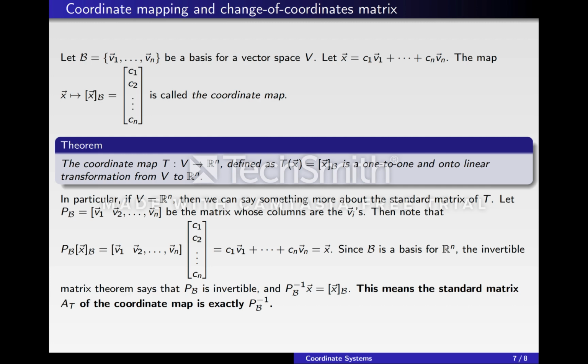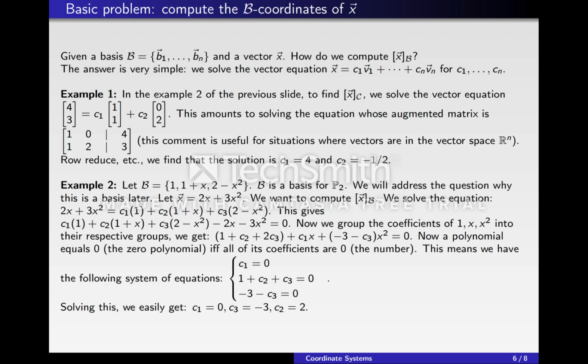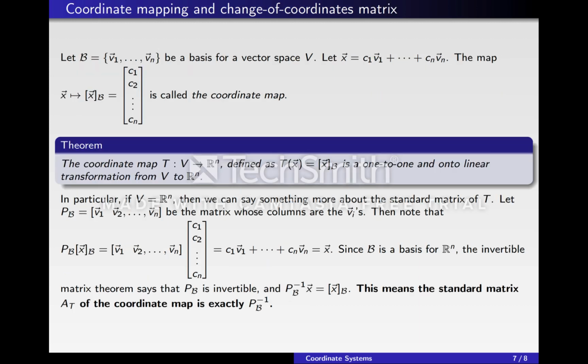Okay, in the next slide, this would be the last topic, and then I'll explain why the basis B in the example I gave above is a basis for P2. We're going to talk about coordinate mapping and the change of coordinate matrix. So let B, V1 through Vn, be a basis for vector space V. I think I called these basis vectors B1 through Bn before, but it doesn't matter. We call them V1 through Vn now.